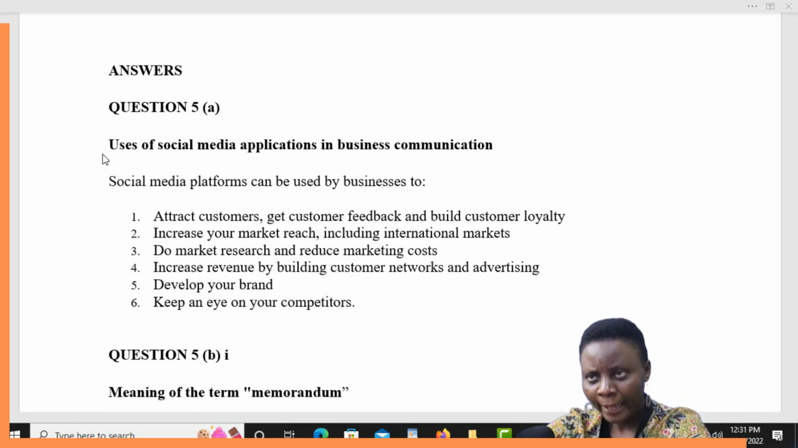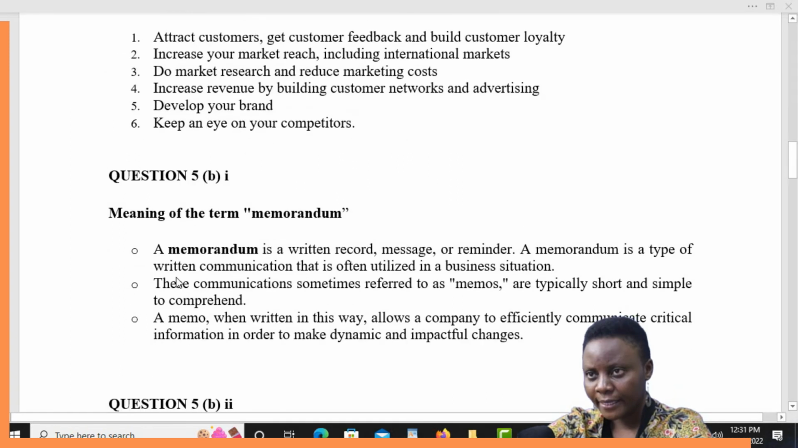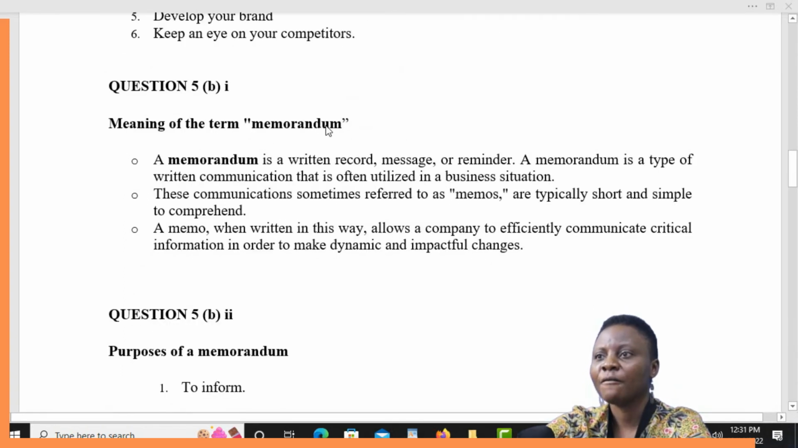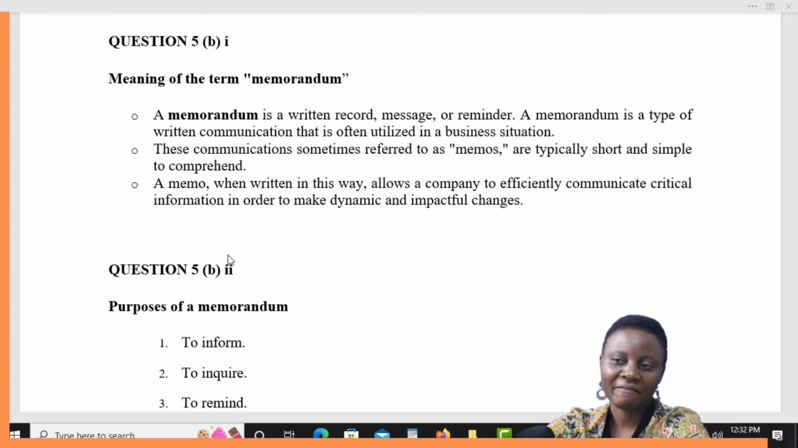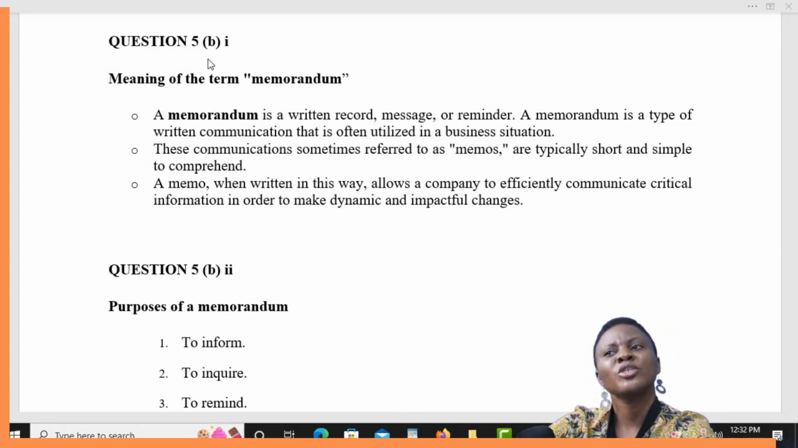So that is 5A. And then on to 5B, we have the meaning of the term memorandum. And then after understanding the meaning, we also give the purpose. That is question B, Roman 1, and question B, Roman 2. So question B, Roman 1, you have to give the meaning of the term memorandum.